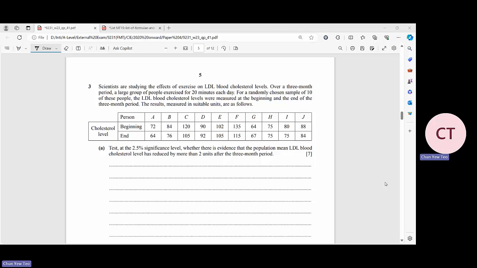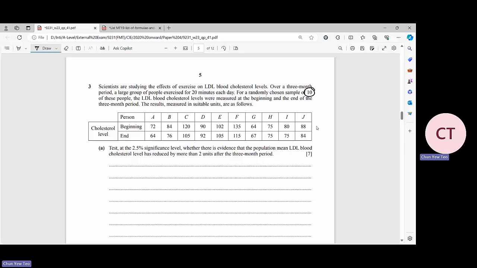Okay, now question number 3. Scientists are studying the effects of exercise on LDL blood cholesterol levels. Over a 3-month period, a large group of people exercise for 20 minutes each day. For a randomly chosen sample of 10 of these people, the LDL blood cholesterol levels were measured at the beginning and the end of the 3-month period. The results, measured in suitable units, are as follows.